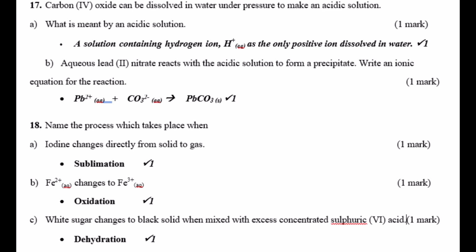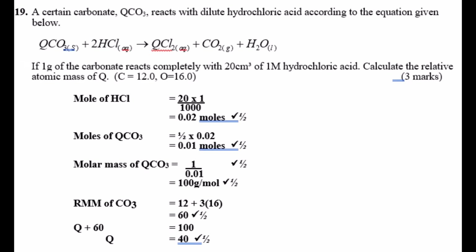Number 18, you are to name the processes. Iodine changing directly from solid to gas, that is sublimation. Ion 2 becoming ion 3, that's oxidation. Remember, oxidation is the loss of electron. When the charge increases from positive 2 to positive 3, it means the particle has lost electron. That's oxidation. When sugar is subjected to concentrated sulfuric acid, it undergoes dehydration.